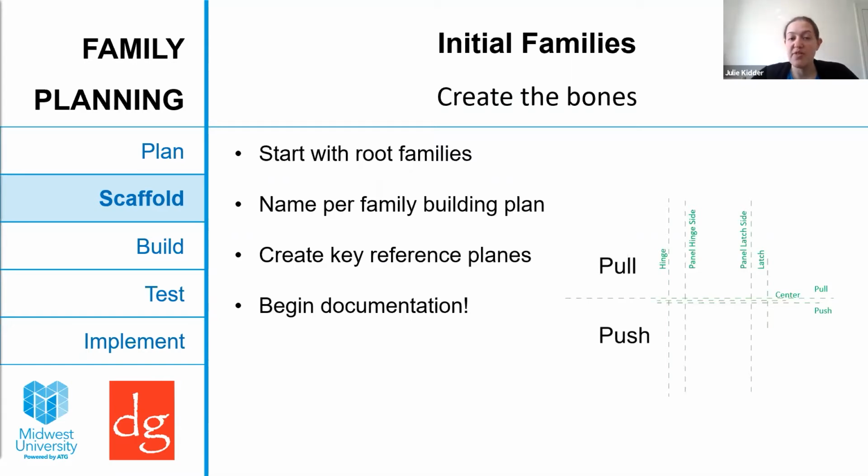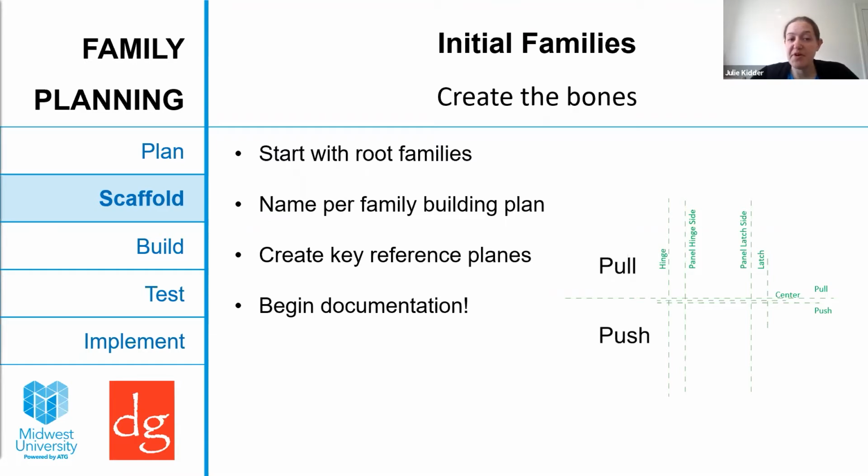So starting with that door panel, put in the reference planes and give them names so that you know what they do. Even if you think you know what they do now, name them because you need to know what they do 6 months and 6 years later. And anybody who opens your family should be able to understand what your intent was.